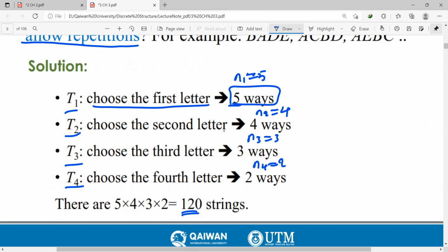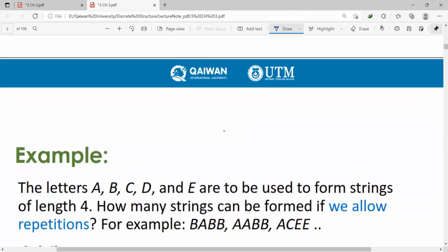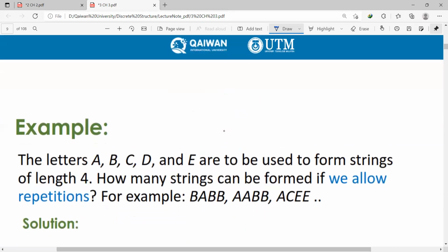That means here we can create 120 strings in the condition that we have no repetitions. If there is no repetition, we can create 120 strings. So in 120 ways we can create strings from those 5 letters.